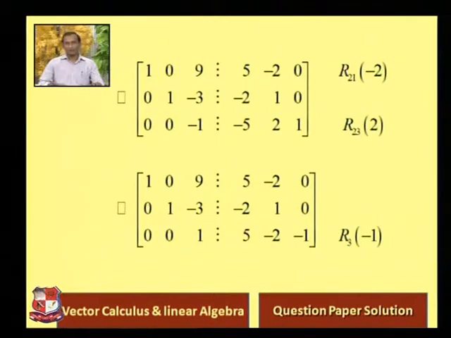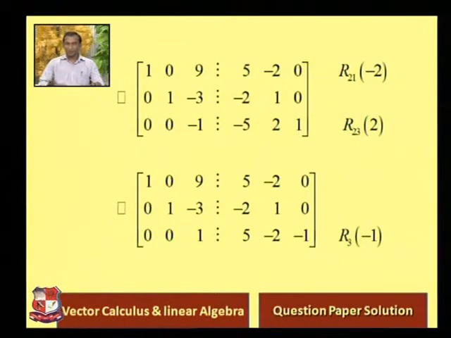find another leading one. That means the next leading one is in the second row, and here it is already 1. So using this we convert the remaining elements in this column to 0. So R1 → R1 − 2R2. That means multiply second row by minus 2 and add in the first. So we get 1, 0, 9, 5, minus 2, 0.